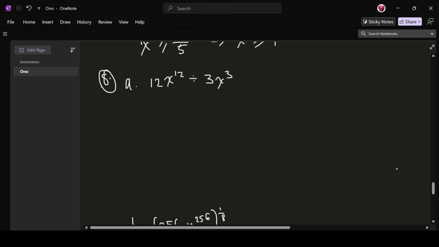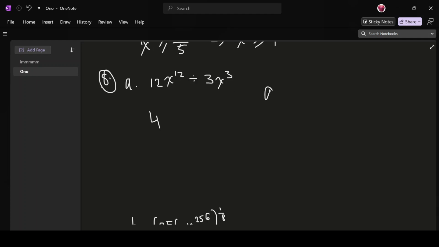12x to the power of 12 divided by 3x to the power of 3. Well, at first glance, we obviously just divide the numbers first, right? Before getting to the letters and stuff, we just divide the numbers first. So 12 divided by 3, that is 4.